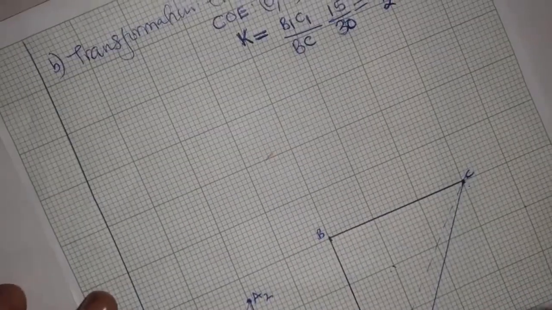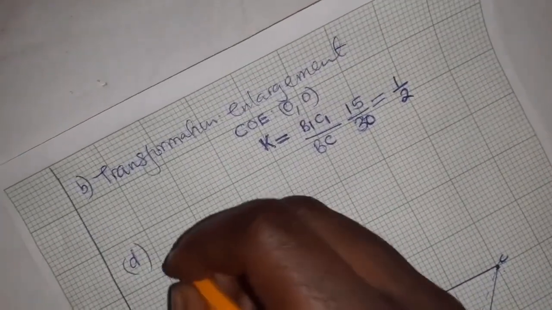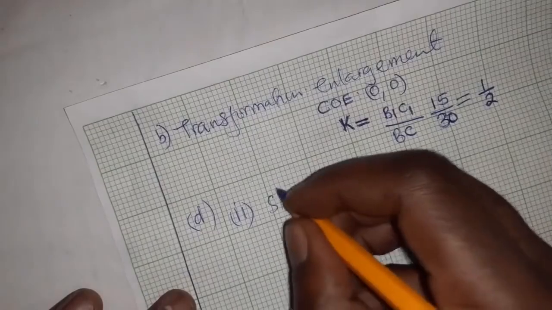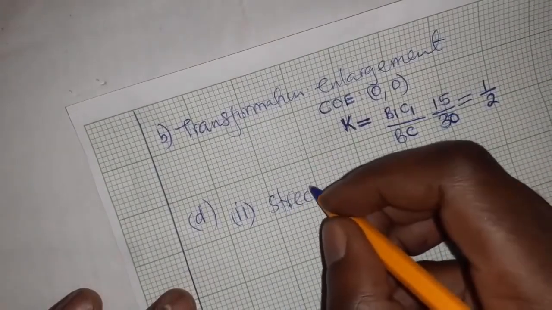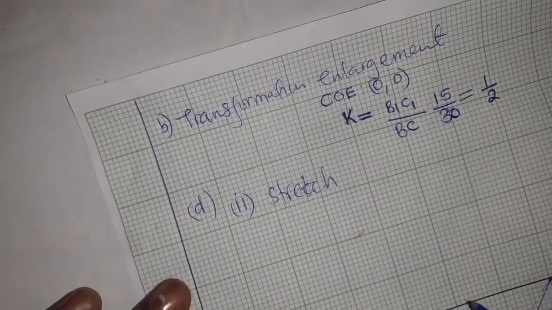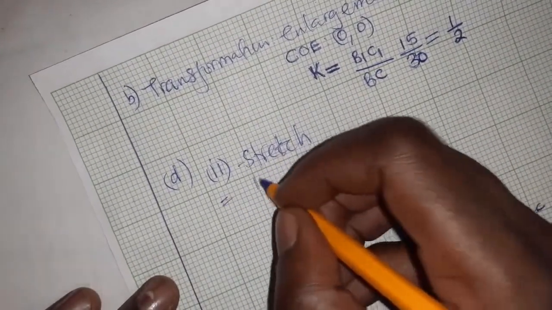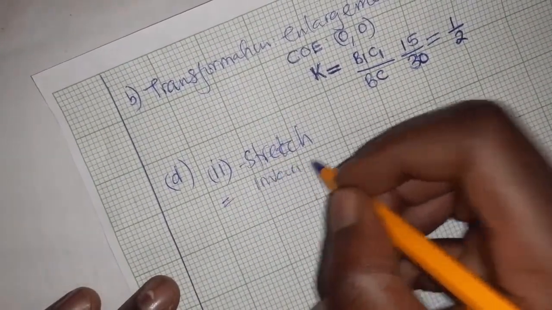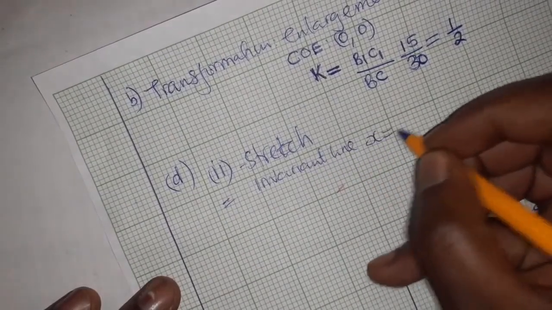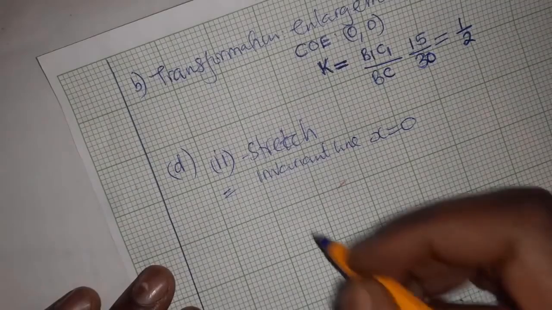Okay, so to describe D2, we're going to say it's a stretch. Is it a stretch? It's a stretch, isn't it? Then you need to state the invariant line. The invariant line is x is equal to 0. Okay, that's the invariant line.